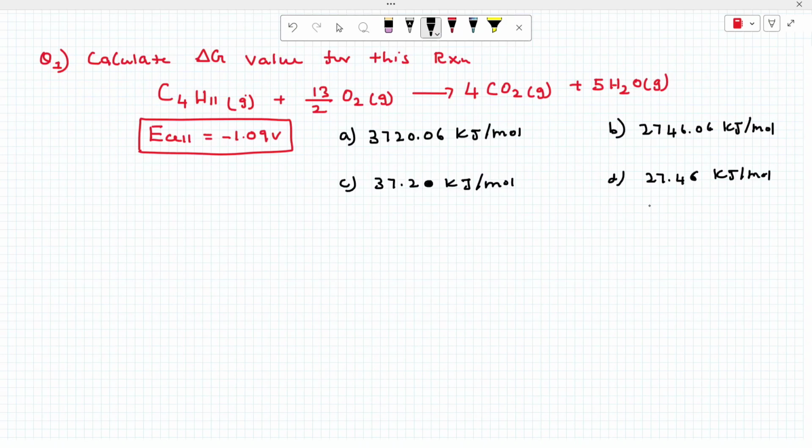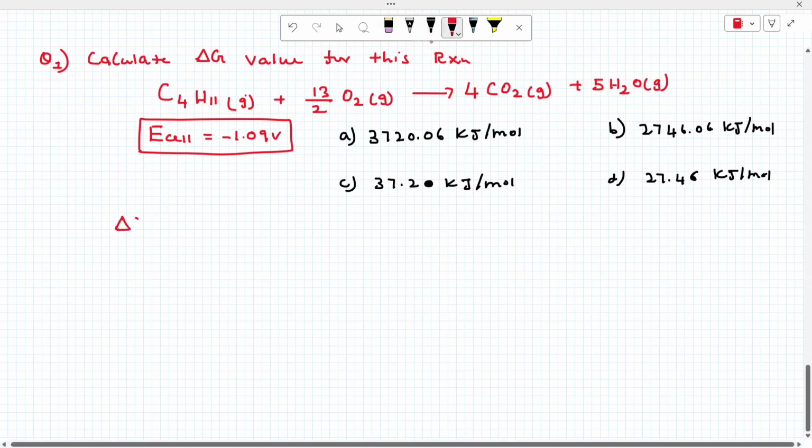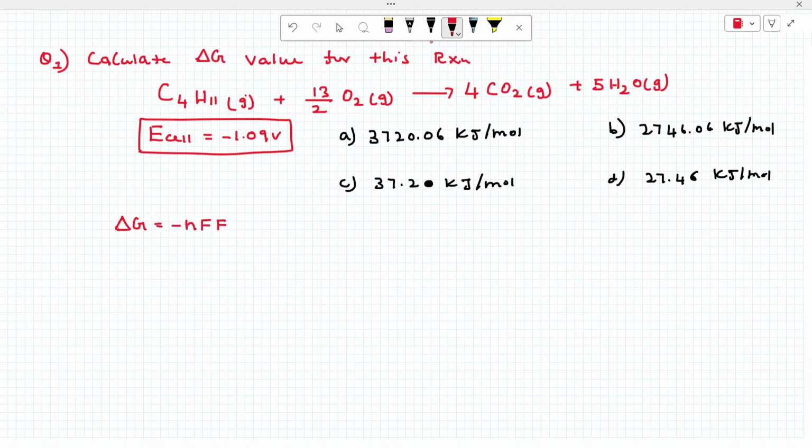So what is the target now? What is the n value? How many electrons are transferred? What is the actual formula? Delta G is equal to minus nF E cell. You know the Faraday value, 96500. The E cell value is given: E cell is equal to minus 1.09 volt.